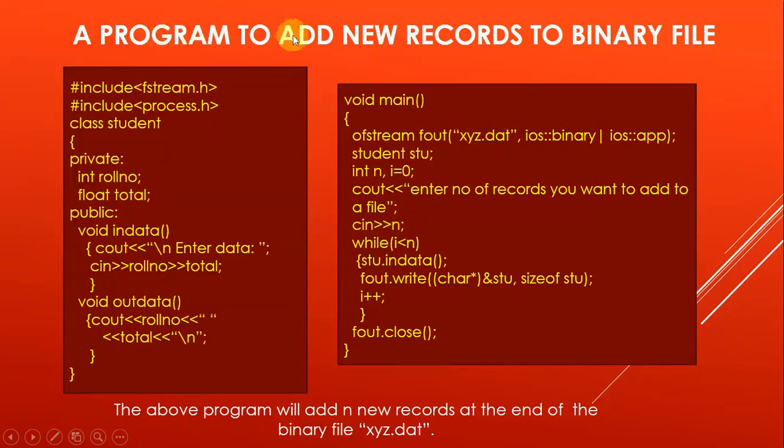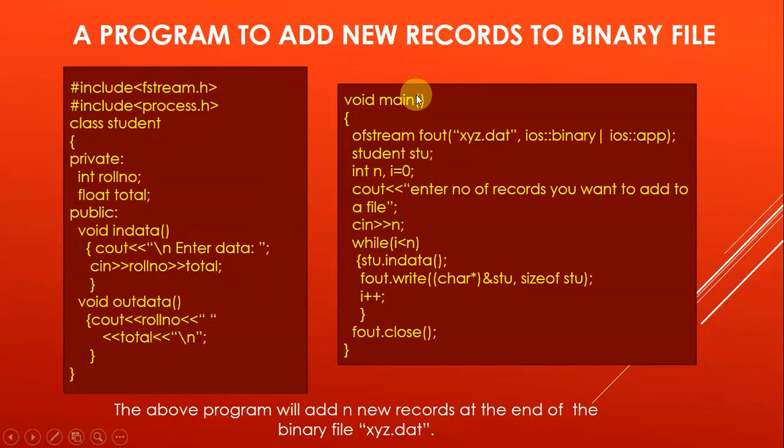Now suppose my file is already created and I want to add new records to my binary file. So let us do the program to add new records. Again, I am using the same class student, in which there are two data members, roll number and total, and then the public member function inData to input the data in these two data members, and the public member function outData to display the values of these data members.